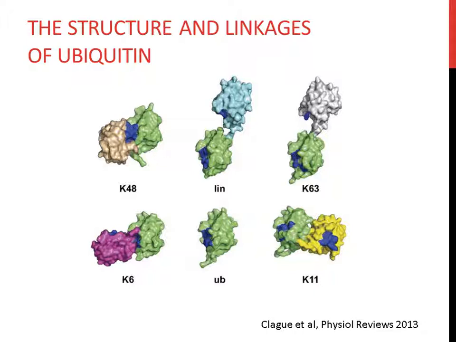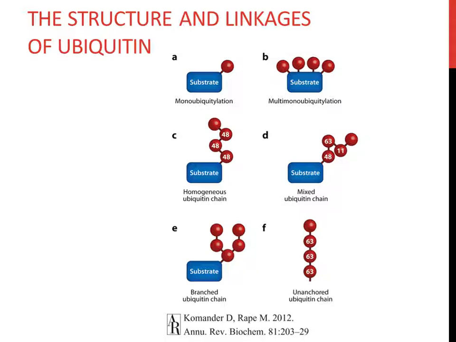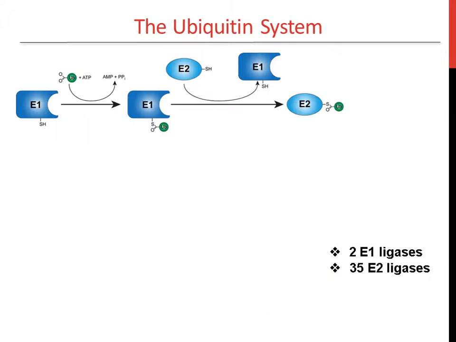And what you can also anticipate is that this becomes even more complicated by the fact that we can have monoubiquitylation on a substrate, multi-monoubiquitylation, we can have homogeneous chains, we can have mixed chains, and now even branched chains have been shown. And this almost gives you a complexity like, for example, glycosylation, but now with a whole protein, and this makes it quite a complicated system. But the ubiquitin system is becoming a very attractive drug target.